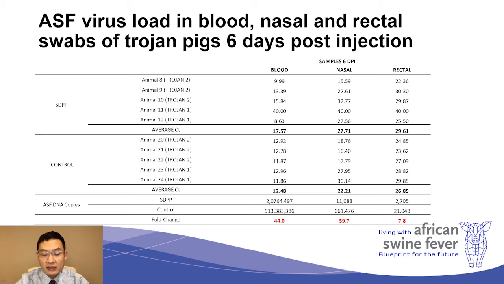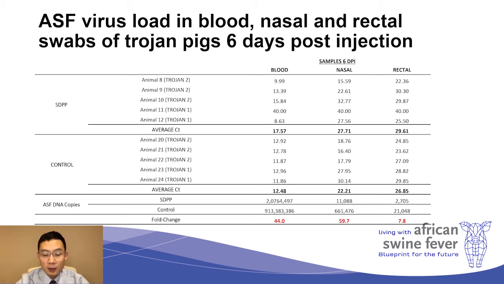And again, this is a PCR test where we tested the CT value of a specific sample, blood sample, nasal swab, or rectal swab. As we all know, the lower the CT number is, the higher the DNA copy is. I actually made a conversion from the CT value to the DNA copies.